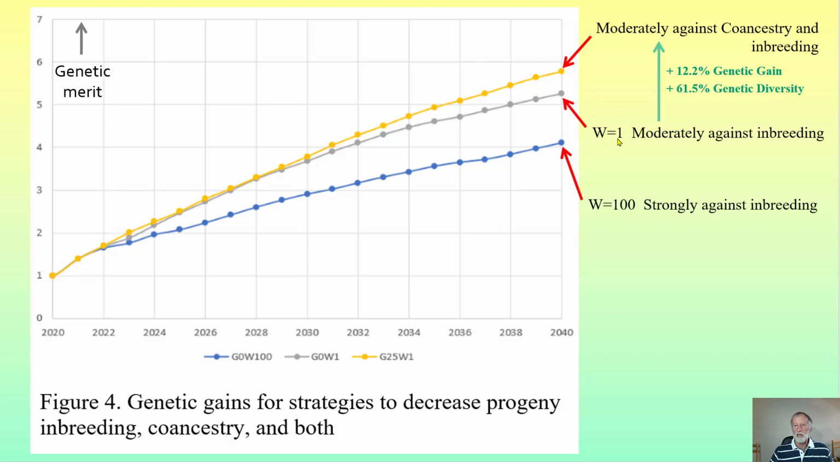co-ancestry in any way. So when we add moderate control against co-ancestry with target degrees 25 and a weighting of 1 against inbreeding, we find that we get 12.2% improvement in genetic gain. Here it is here. But probably more importantly, we're getting more than 60% increase in genetic diversity. And that's one of the main reasons for managing co-ancestry, not just genetic gain, but the fact you have sustained genetic diversity for long-term gains.